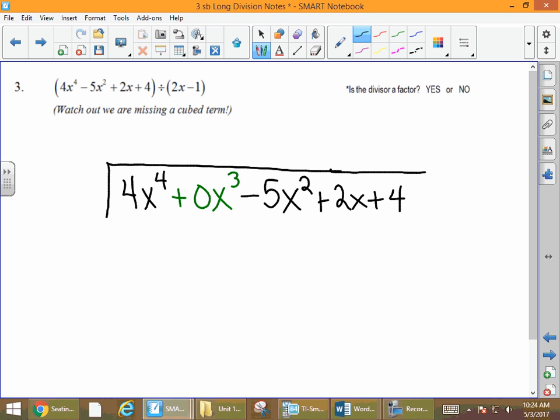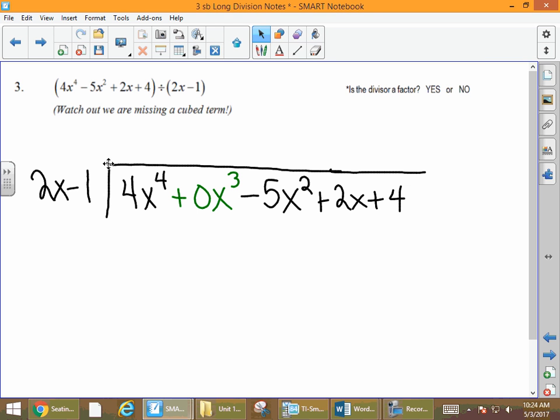And the 2x minus 1 is the divisor, and that's eventually what we're going to ask ourselves. Is the divisor a factor? Do we have a remainder? Do we not have a remainder? That is ultimately what we're looking at. So now that we get the problem set up, and again, if it's missing a term, we need to fill in a 0 there. But the process is still going to be the same.